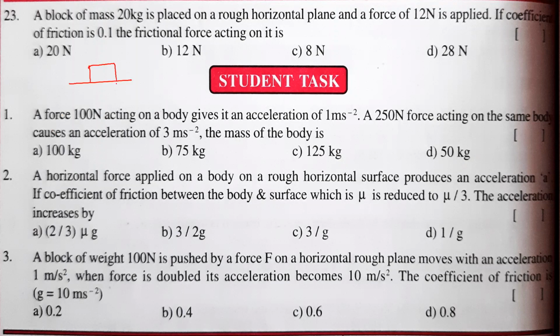A block is kept on the table. This is a 20 kg block. Okay, this is a mass of 20 kg. A force of 12 newtons is applied, and the coefficient of friction on the block is 0.1. Okay, what is the frictional force you need to calculate? So frictional force is given by the formula mu mg. Right, children? Where mu is given as 0.1, mass is 20 kg, and g is 10.